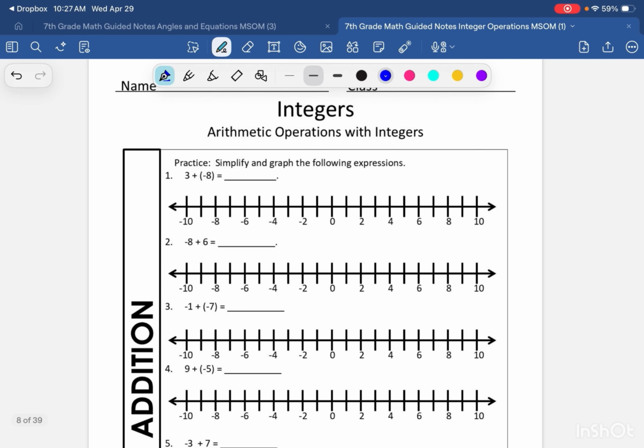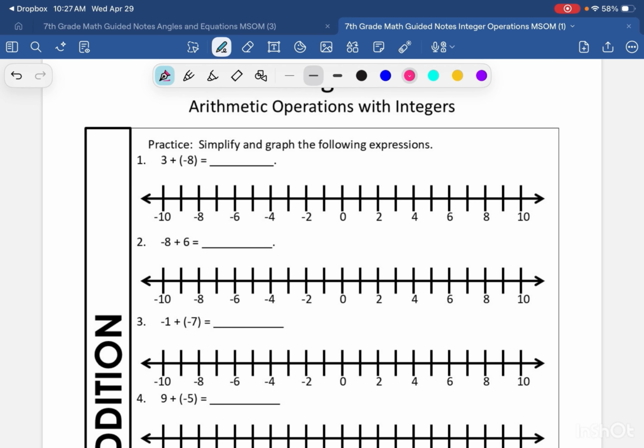Now we're going to practice. Simplify and graph the following expressions. 3 plus -8. Starting at 0, I go to 3, and then I'm adding a -8. So to the left, 1, 2, 3, 4, 5, 6, 7, 8. And that stops me at -5.